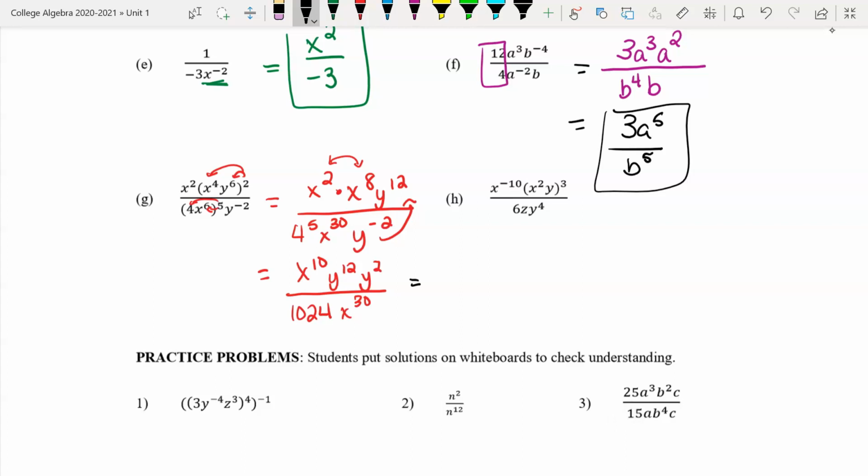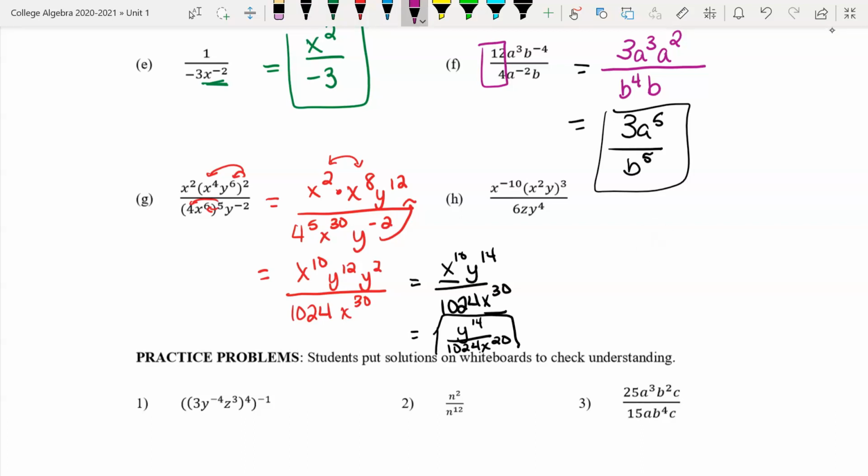All right, got to keep going. If I combine the tops, I have x to the 10th, y to the 14th, over 1024, x to the 30th. Now I got to combine my x's. All right, so 30 minus 10 is 20. The 20 is going to go on bottom because that's where the bigger number was. So that's my answer.